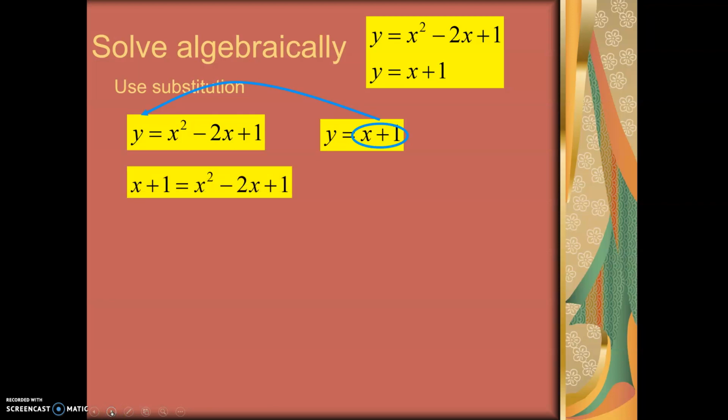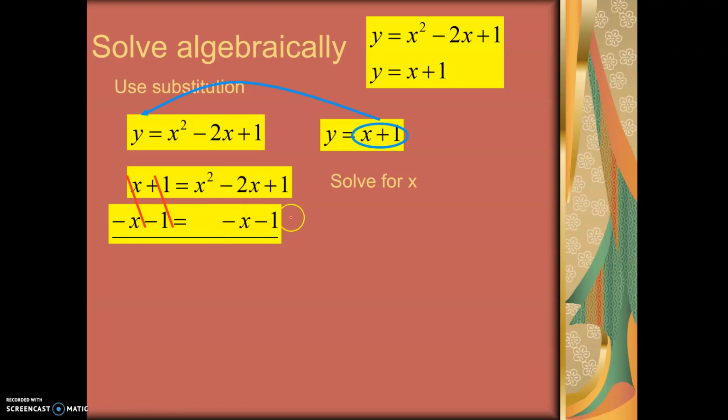But now that you see this, you should be on autopilot, and your gut instinct should tell you, well, I have a quadratic because of this x squared right here, so I really should get everything on the same side. That means we're going to have to move the x and the 1 over. So I'm going to subtract the x and subtract the 1 from both sides. The x's cancel, the 1's cancel. I combine the like terms, the negative 2x and the negative x, and the 1 and the negative 1. And that gives 0 is equal to x squared minus 3x. And we have to solve that by factoring.